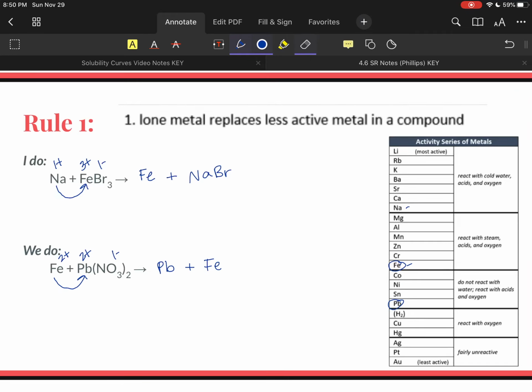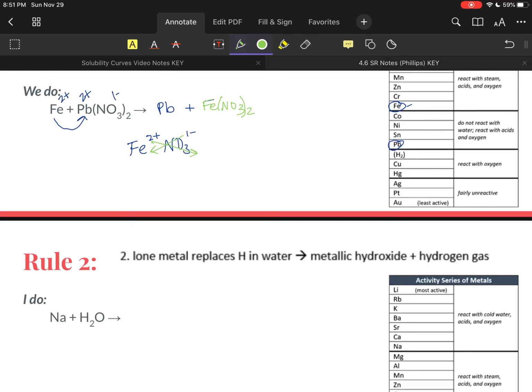My iron, let me write it down below so we can see. So I don't have to erase it. Iron, remember, is a 2 plus. NO3 is a 1 minus. When I crisscross my charges, I'm going to have an invisible 1 down below and a 2 down below here. So my iron, remember I have an invisible 1. Then when I write my NO3, the 2 is going to crisscross down, but it's not NO32. Remember, I have to use parentheses around my nitrate, NO3. Okay? And again, you would balance the equation.